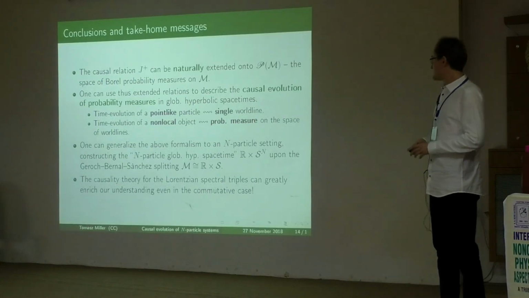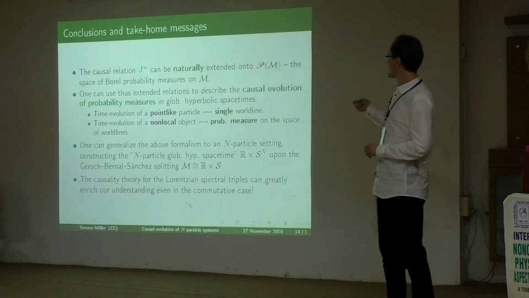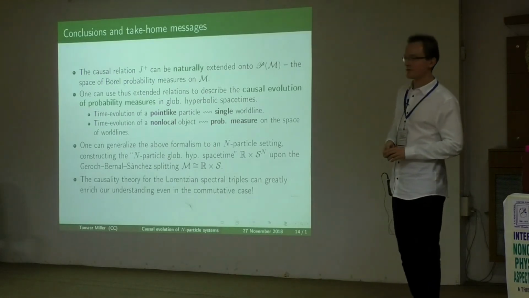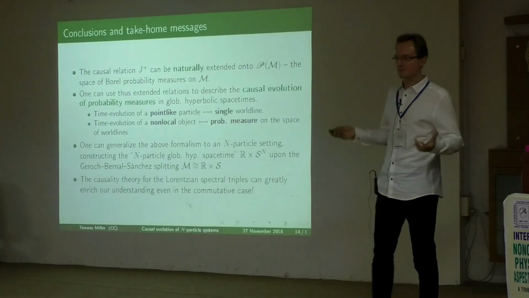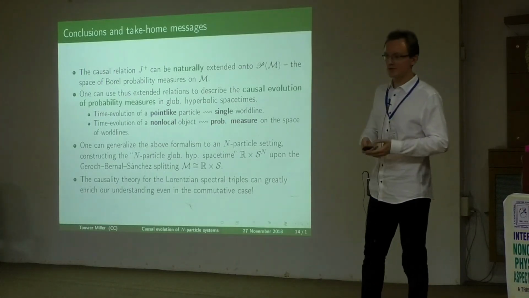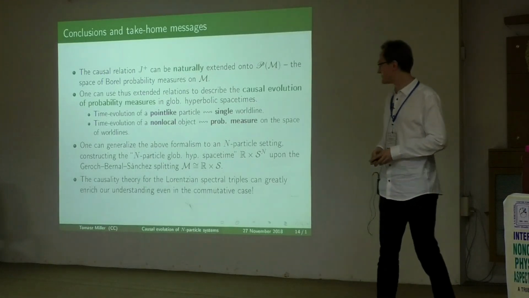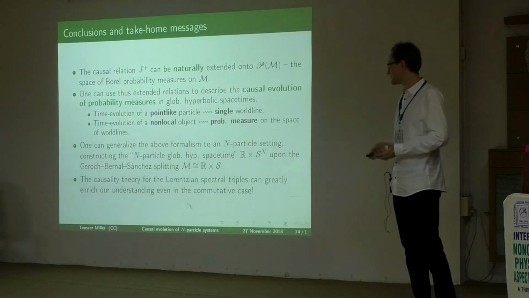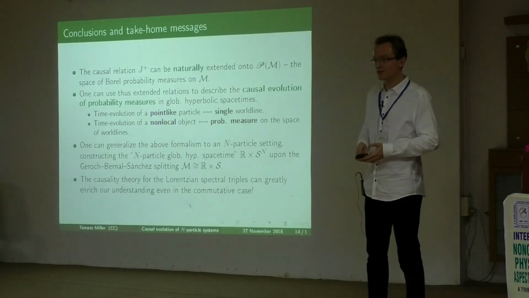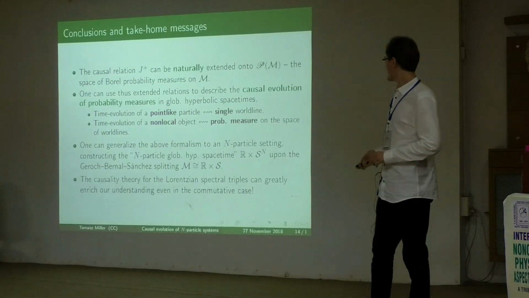And let me finish by recalling that this causality theory for probability measures, even though it's commutative, actually stemmed from non-commutative geometric considerations. So it's a nice illustration of the fact that non-commutative geometry can still inspire and tell us something which we didn't know even about the commutative case.